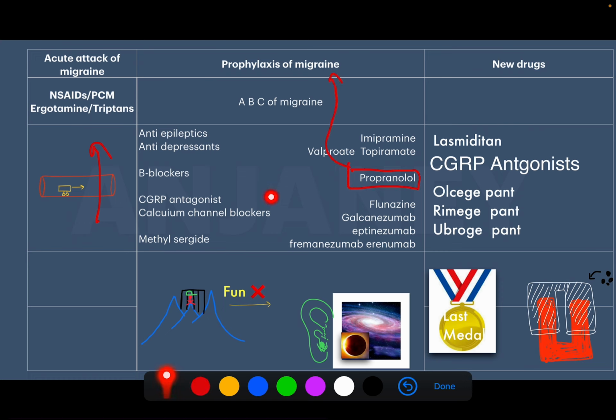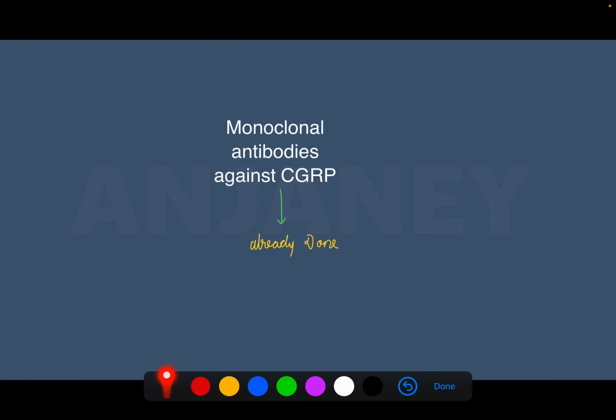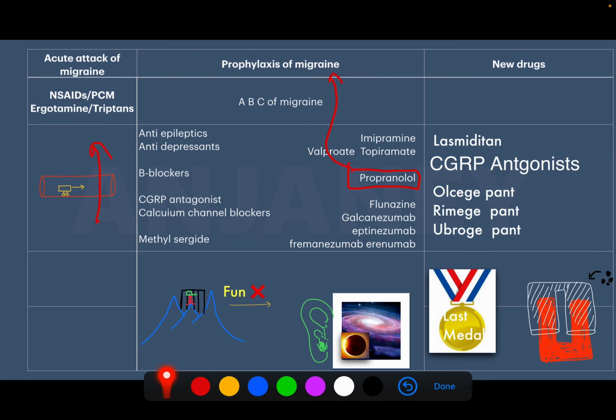So for the monoclonal antibodies of CGRP antagonist, we have this image, which is a frame, galaxy, eclipse, and the ear. So which are represented over here, right? So for the new drugs, we have one medal drug, which is lasmiditan, which is going to act on this F receptor, the 5-HT1F, and won't allow this CGRP to be released, right? And the other drug we have is the CGRP antagonist, which covers the CGRP with these pants. So these are gepant drugs. So this was all for migraine.